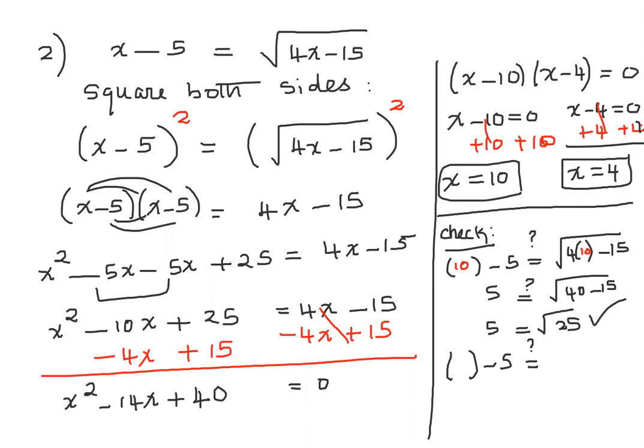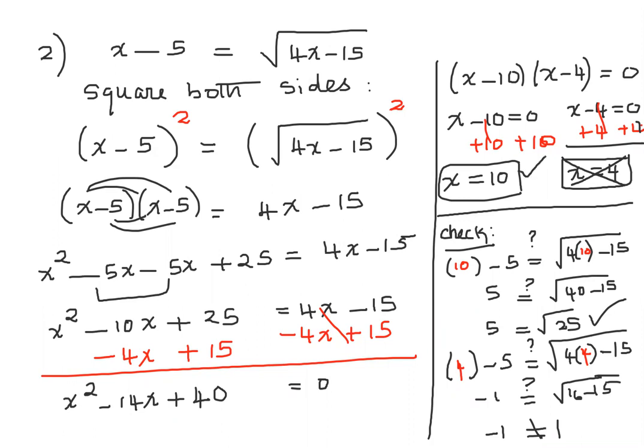So it's going to be 4 minus 5 equals, so 4 minus 5 is negative 1. Is this equal to square root of 16 minus 15, which is positive 1? So negative 1 cannot be equal to 1. So the only solution is x equals 10. This is called a false solution. So x equal to 10 is the only solution.